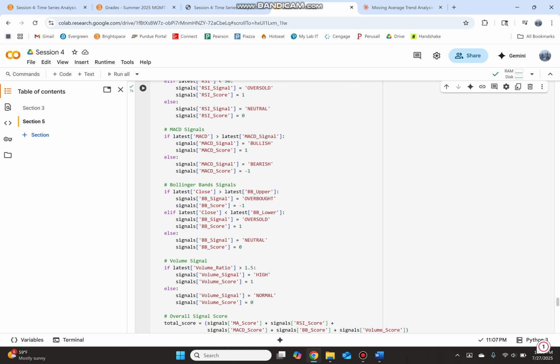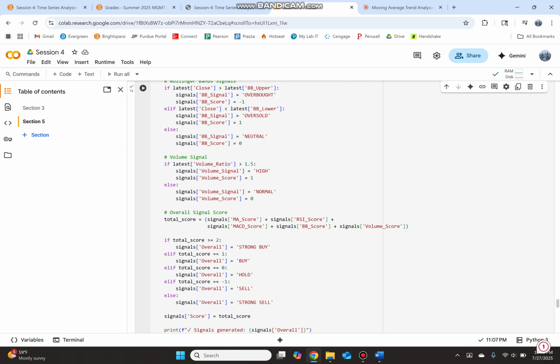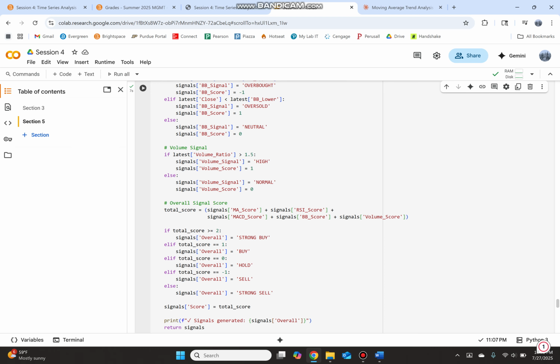And then we have the Bollinger Band signals, which tell us if the close is more than the upper, it's overbought, and that's scored a -1, so to sell. And if the close is less than the lower, then it's oversold, and that's a 1 to buy. And if it's neutral, it's 0, so it doesn't add anything. Then we have our volume ratio. If our volume is high, we should buy. If it's not, we should give it a 0.